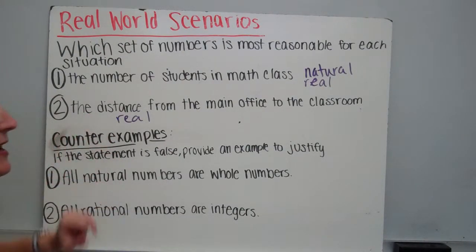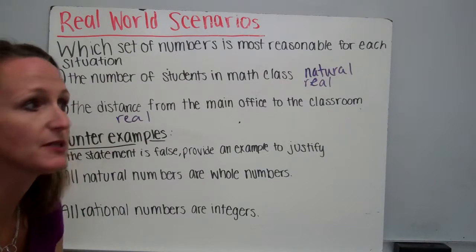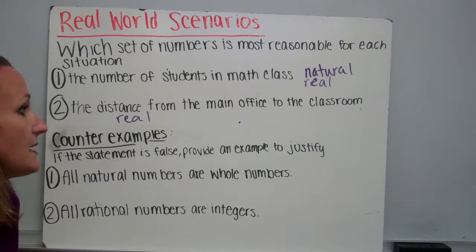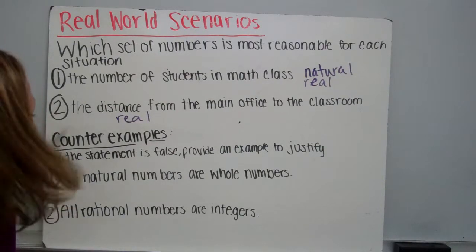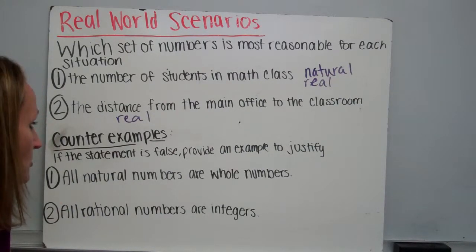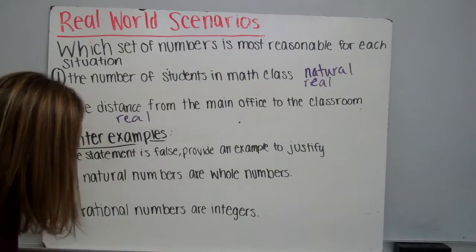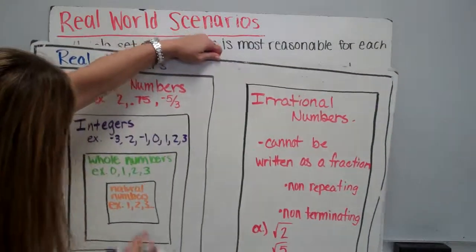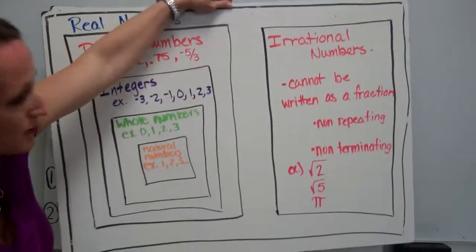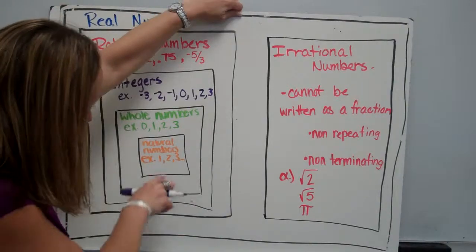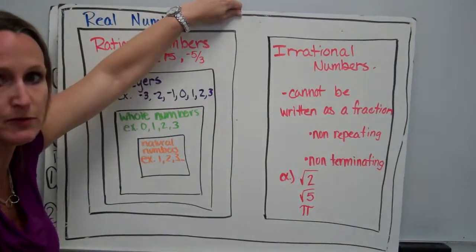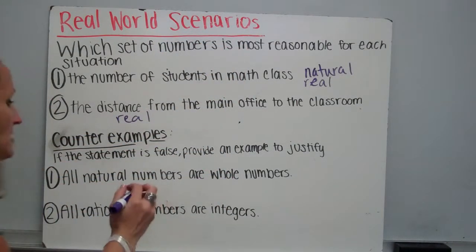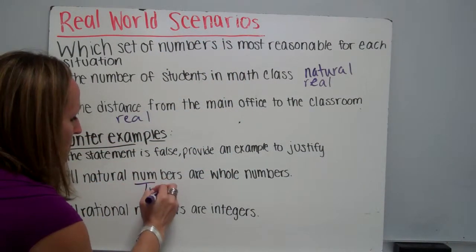So let's look at counterexamples. Remember, that's something that proves the statement to be false. So if the statement is false, provide an example to justify. It may be true. All natural numbers are whole numbers. So if we look back at our diagram, natural numbers come inside of whole numbers. So can we say that all natural numbers are whole numbers? Yes, we can. So in this case, our statement is true.